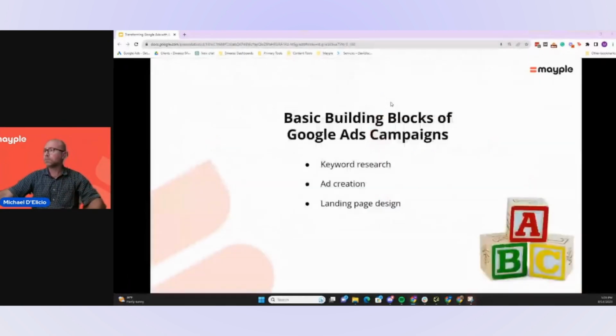So the basic building blocks of a Google Ads campaign are largely content-based. They are keyword research, the ad creation, and then the landing page that you're sending these people to, or product page if it's an e-commerce. This is going to be important. I'm going to get back to that once we are done introducing AI.